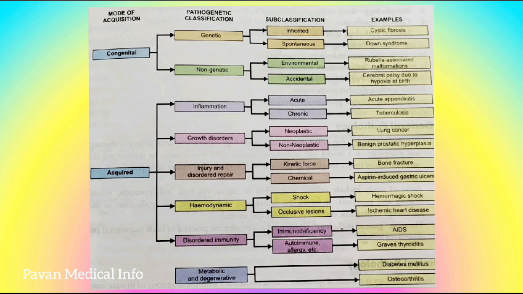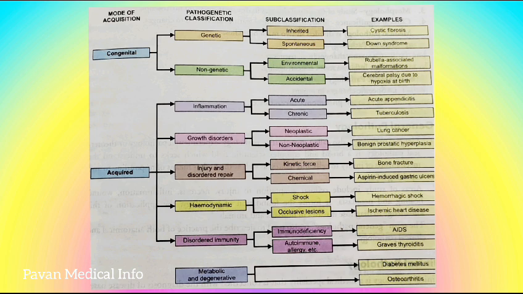The last one will be categorized into a different category in acquired itself, where you will not have subclassifications, and the main classification will be metabolic and degenerative. There will be no subclassification in this, and the best examples that can be given are number 1 diabetes mellitus, number 2 osteoarthritis. Osteoarthritis means wearing down of protective tissue which is around the bone, that is cartilage. If it is wearing down, that is known as osteoarthritis.